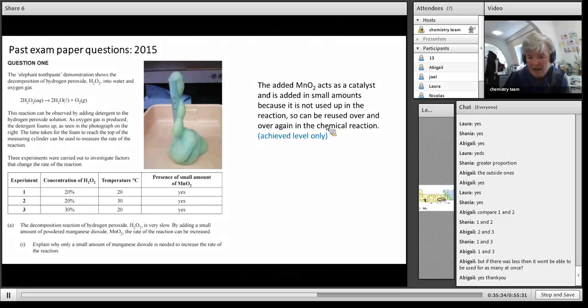Okay, and you've got to also be careful with catalysts in terms of you don't want the reaction to be too quick either. So it depends on how you're going to be using it. Because catalysts are used all the time in industry. So some of them you've got to be very controlled over, and others it doesn't matter so much. Okay, so that was a straightforward one.